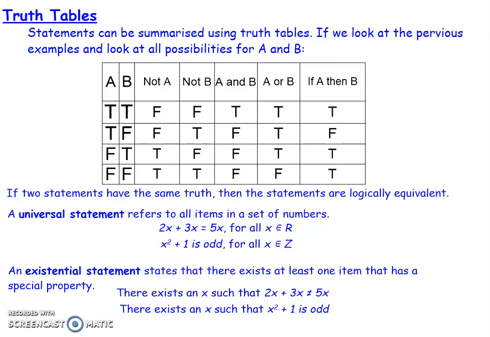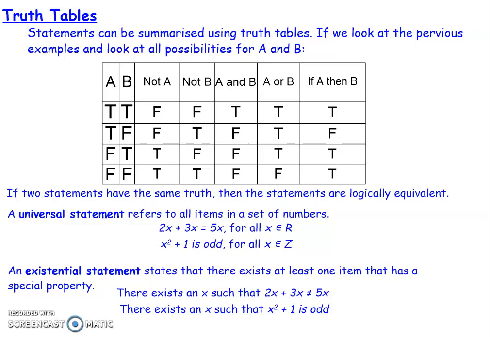Now, we've got what's called a universal statement. This refers to all the items in one of the sets of numbers that we have. So go away and remind yourself of sets of numbers. So, for example, 2x plus cx equals 5x for all x belonging to the real numbers. x squared plus 1 is odd for all x belonging to Z, which is the group of integers.